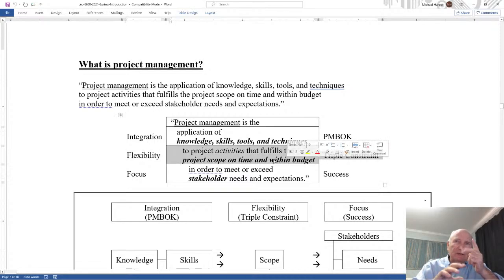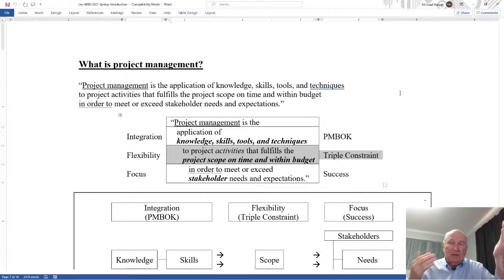Scope is what you're doing. Time is how long it takes you to do it. It's dependent on getting it done on time. Within budget, you have a limited budget. But those three are constraints. And the triple constraint, historically, has been how you would approach the flexibility aspect of a project. I can't do that much in that much time. Well, give me more money. Or let's do less. Let's do less with the amount of money we have, and let's extend the time. So you balance these three out to achieve success.